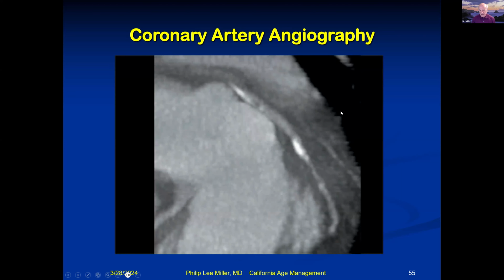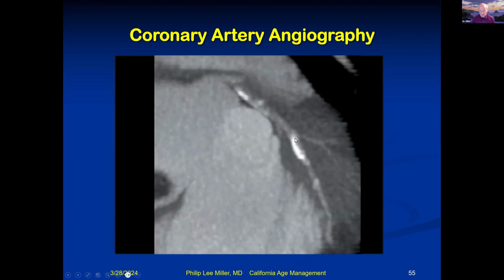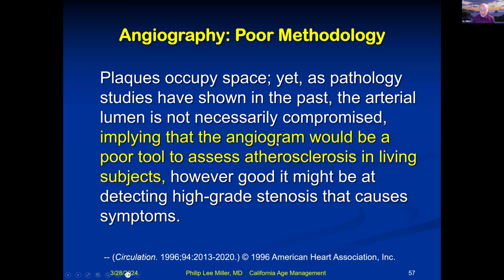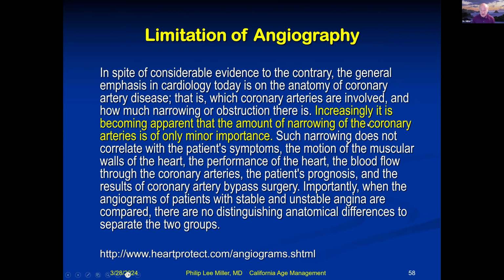Furthermore, we looked at angiography. You can see here is a plaque and a stenosis. This goes back to my old chief of medicine at medical school, Braunwald, who's probably one of the most important cardiologists in American history. And even back in 1977, he said there's a growing enterprise developing of its own constituency, implying that angiograms would be the tool. He concluded that it might be a poor tool to assess atherosclerosis. It has increasingly become apparent that the amount of narrowing is not the major problem here.